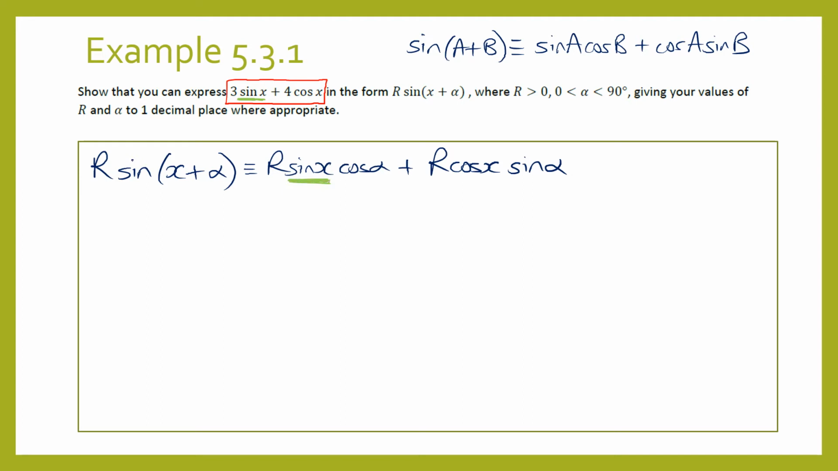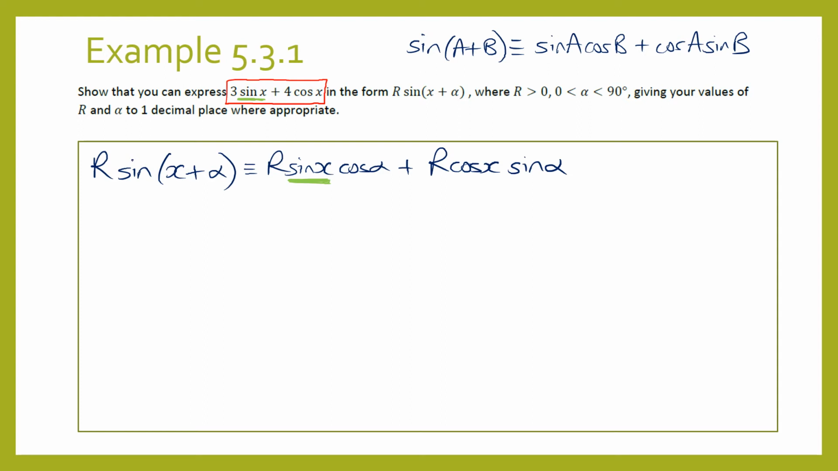Now we want these two expressions to be the same. We want this that we started with to be the same as this, because if it is, then that means we can write it in the form r sine x plus alpha, which is what we are trying to do. But at the moment we're looking at these and trying to make these the same. So I've underlined sine x where it appears. We can now write down an equation from that.